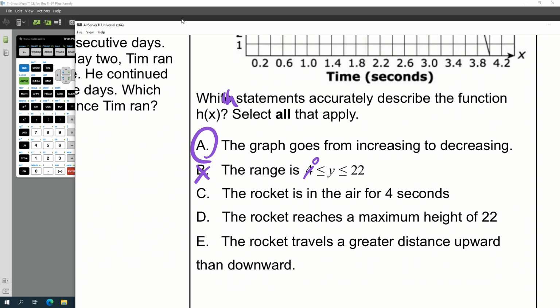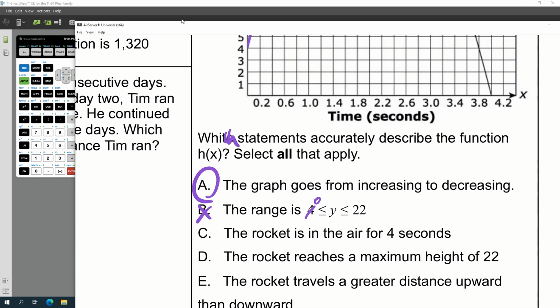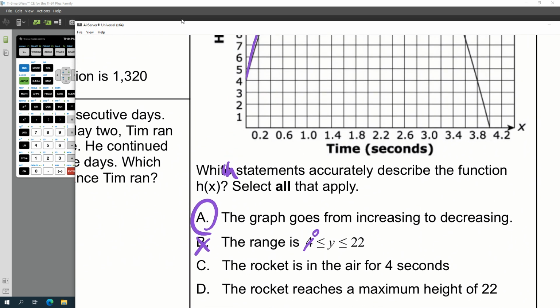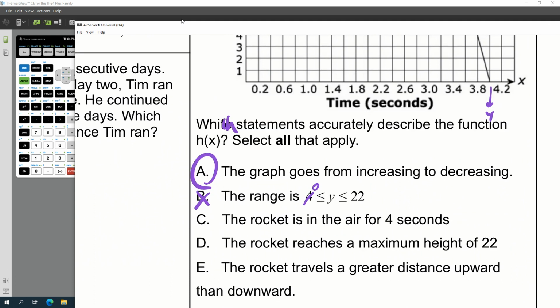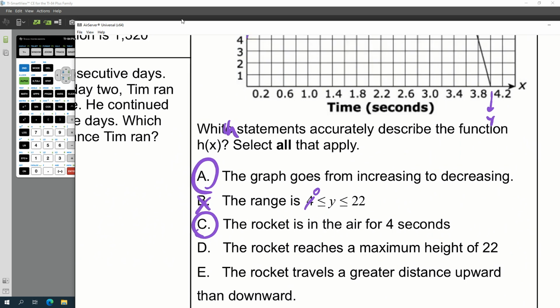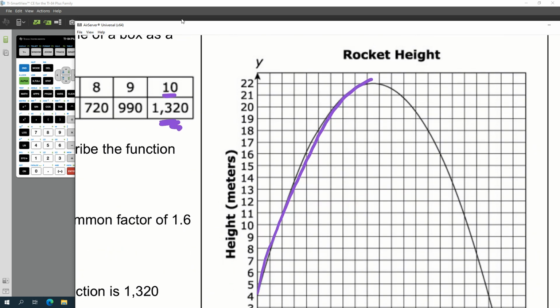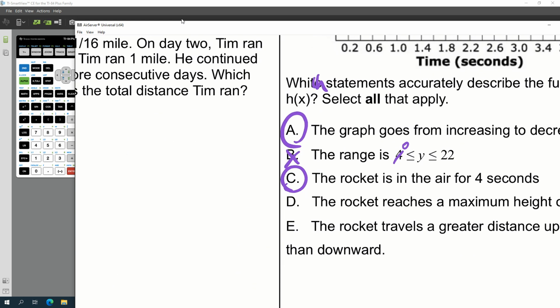All right, the rocket is in the air for 4 seconds. What do y'all think? What time does it hit the ground? Yeah, it hits the ground at 4 seconds, so that is true. The rocket reaches a maximum height of 22. Yes, that is true.